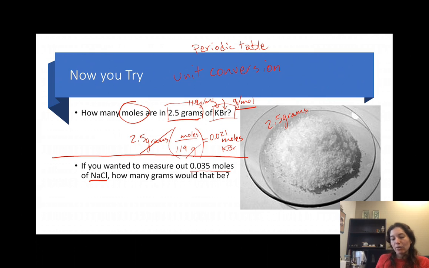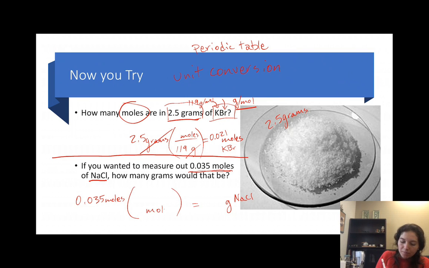Let's take a look at how to solve this problem. So we want to find out how many grams of NaCl this amount of moles would be. So if we start with 0.035 moles, and we need to get to grams, we need to cancel out moles. So we're going to put moles on the bottom. Our mass in the periodic table is grams per mole. So that's where we're going to pull that value from.